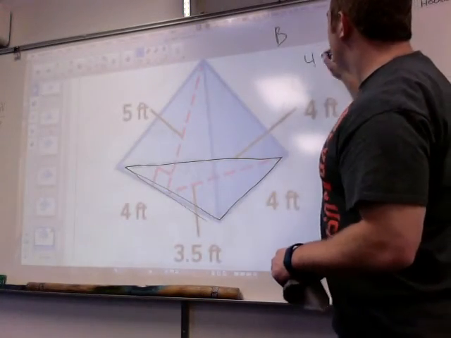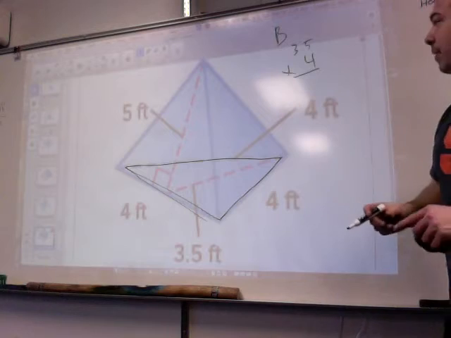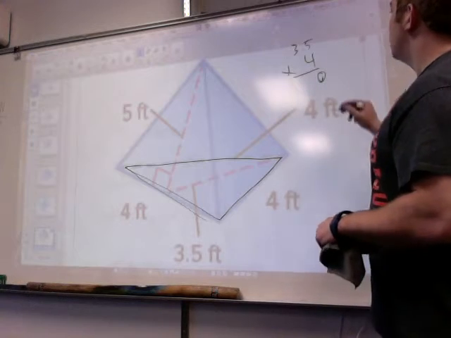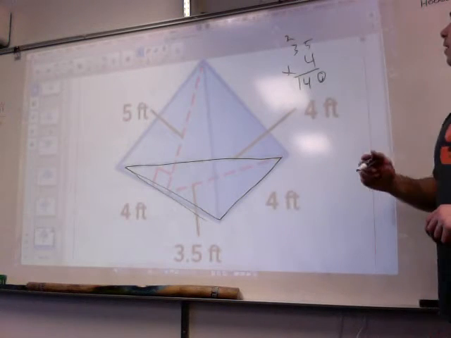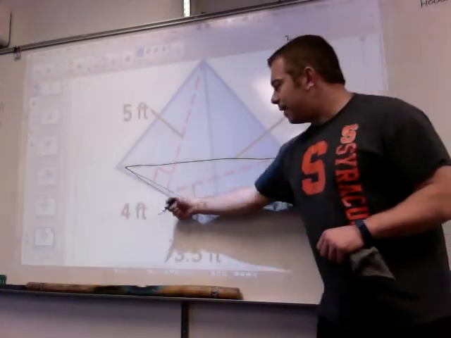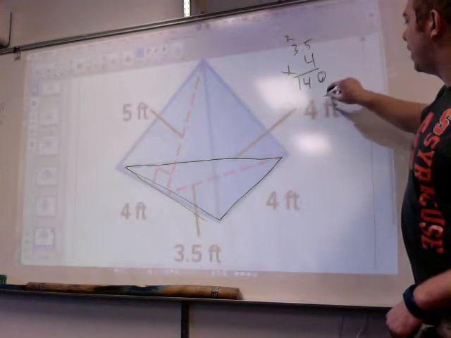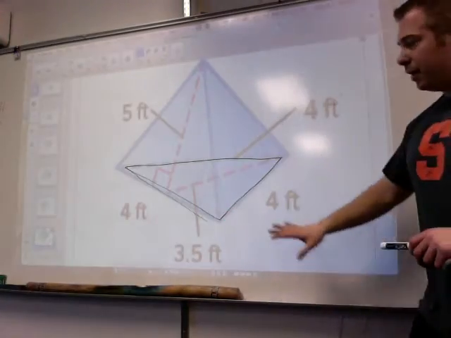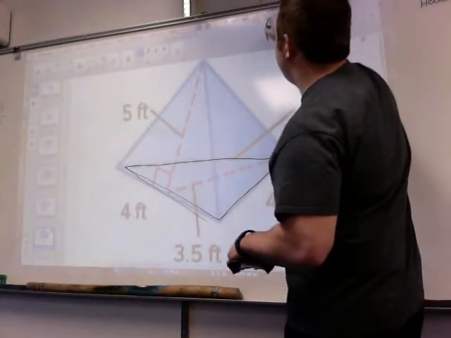So I have 4 times 3.5. I'm going to divide that by 2 to get my big base. Here we go. 4 times 5 is 20. 4 times 3 is 12, plus 2 is 14. I have one place value spot, so it's 14. But because it's base times height divided by 2, I have to do 14 divided by 2, and I get 7. So my big base, after all that work, is 7 feet squared. That's what my big B equals.